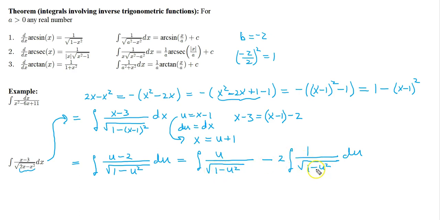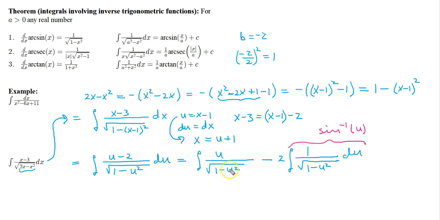square root. This piece right here is very easy. That's an arc sine, right? It's an arc sine. So this piece right here is just going to be the arc sine of u. Notice that the a is 1 in this case. And then we can just substitute x minus 1 back in place of that u. So this one is no problem.